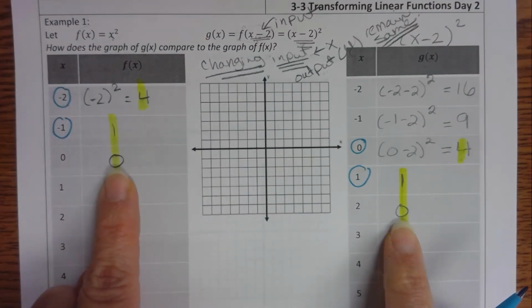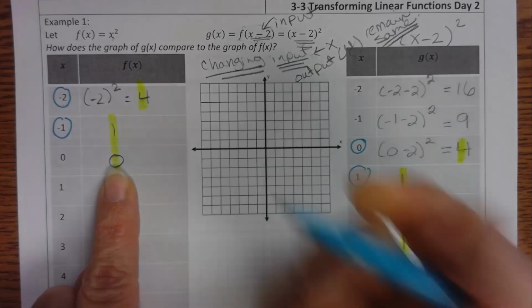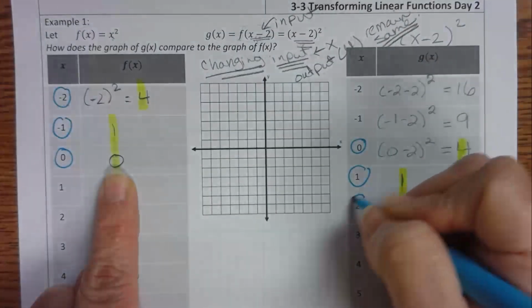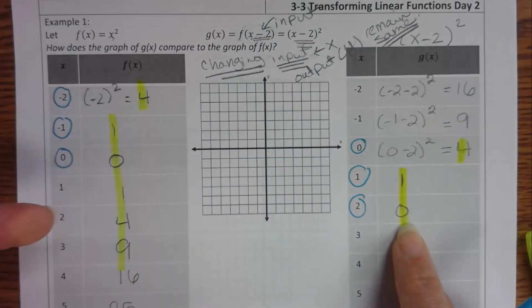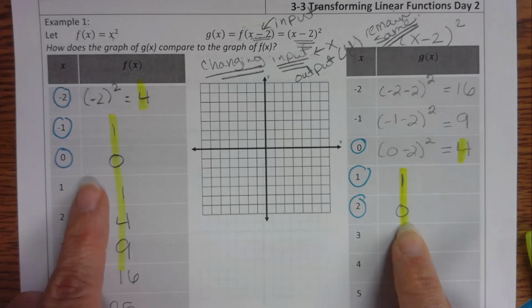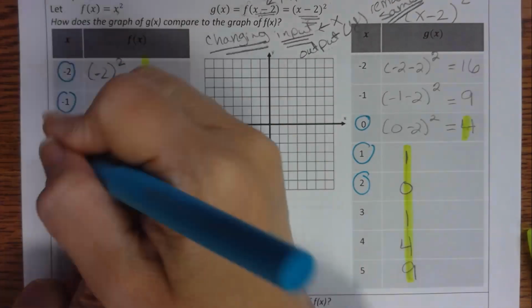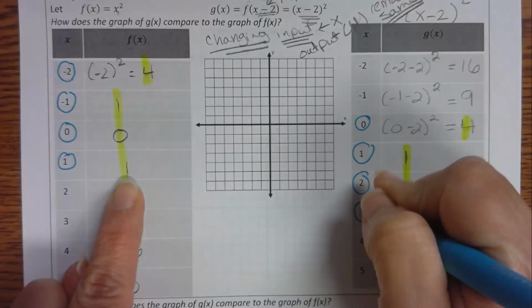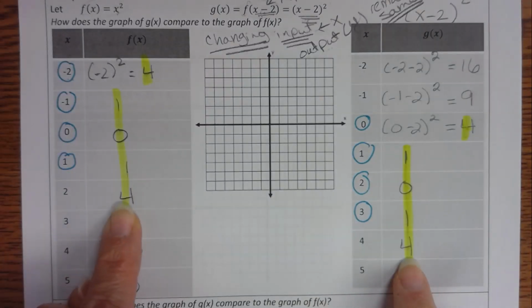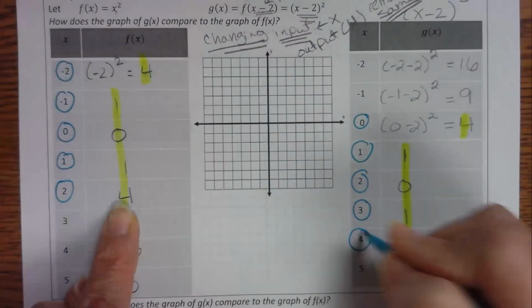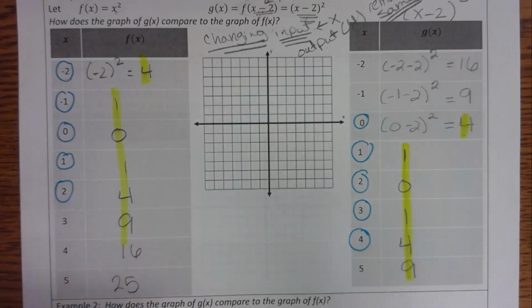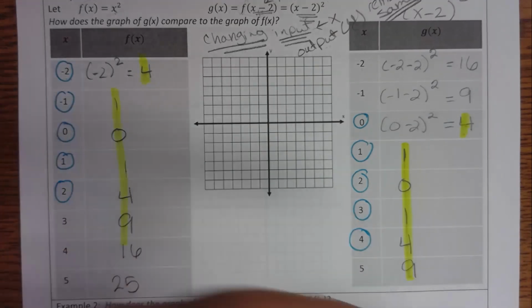Same output, the corresponding x, we went from 0 to 2. That's 2 this way to the right. Okay, for again, the same output of 1, we went from 1 to 3. Likewise, when we went from 2 to 4, so on and so forth. Let's graph these and see how that's shifted. Well, it went 2 to the right.